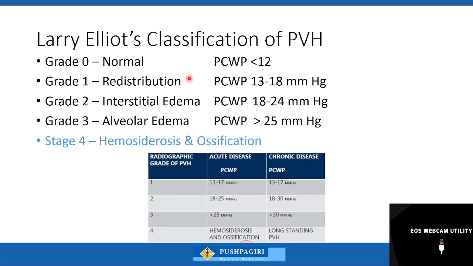Cumulative adrenaline, it's a hydrostatic pressure. So when the venous pressure rises, the hydrostatic pressure also rises, and this pushes the fluid into the interstitium. So earlier you get interstitial edema, followed by alveolar edema.